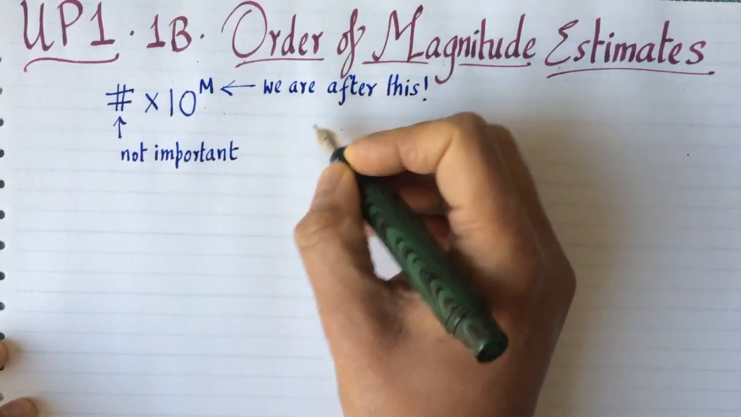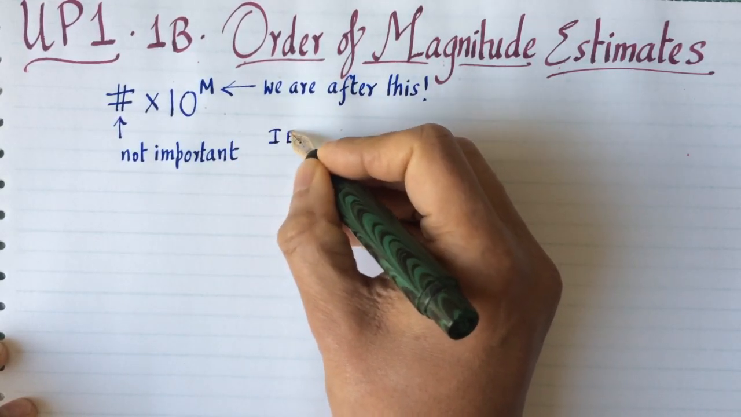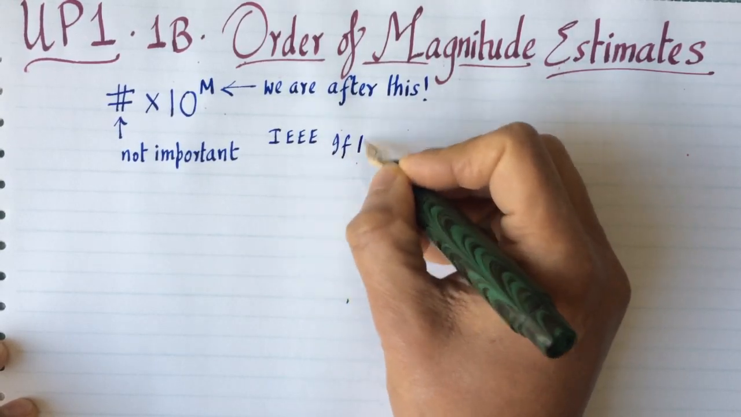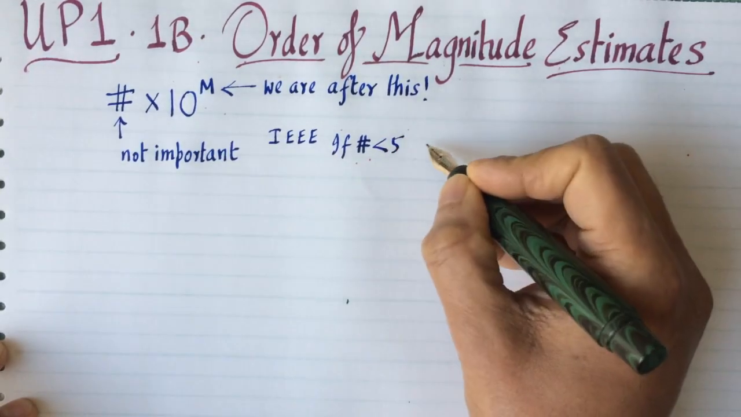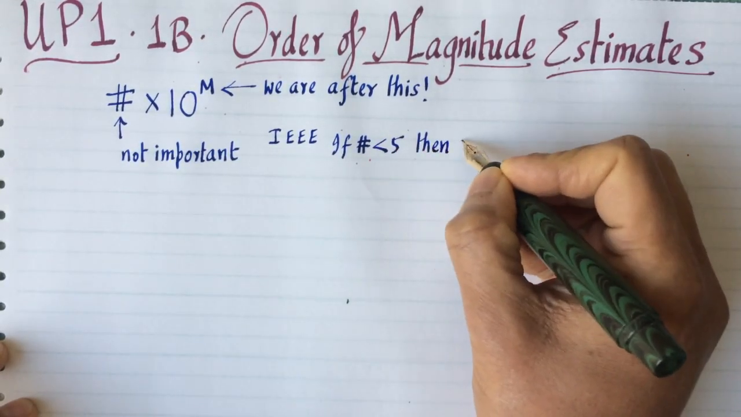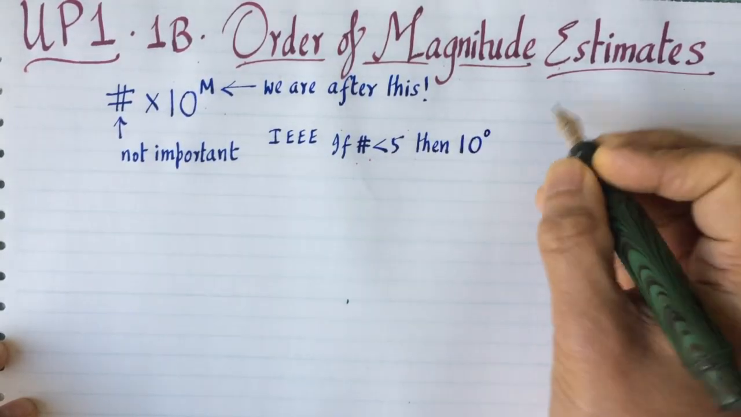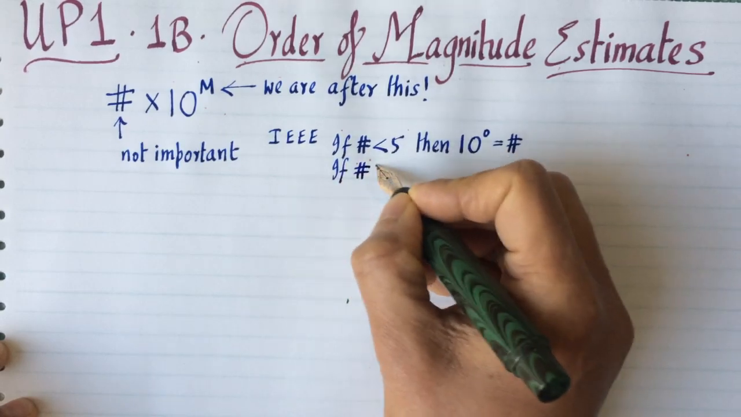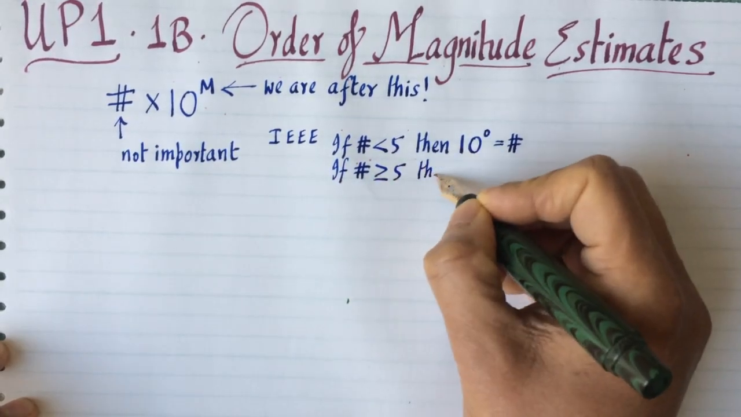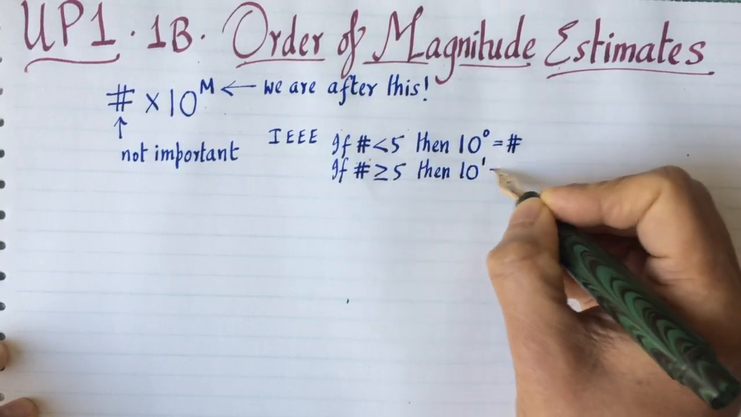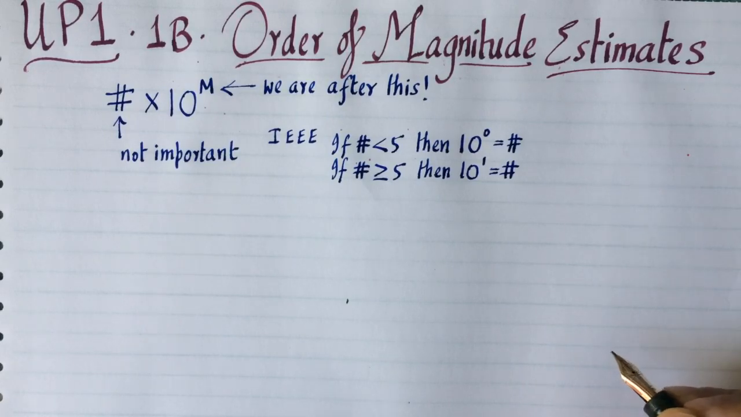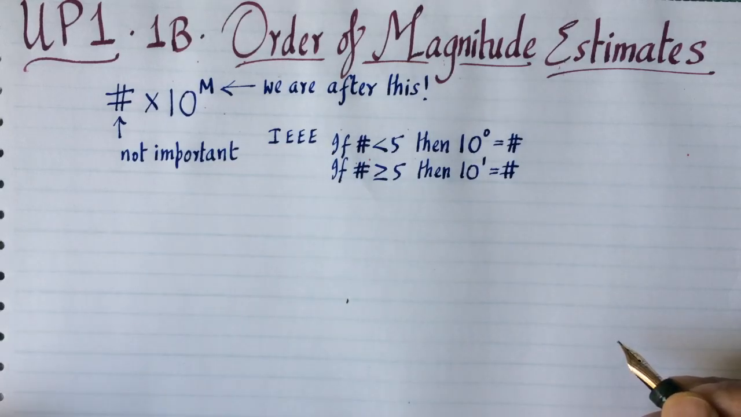This number up front could be something. We're going to use the IEEE convention. The IEEE convention is that if this number is less than 5, then I'm going to think of it as 10 to the power 0. And if this number is greater than or equal to 5, then it can be thought of as an additional power of 10. Now, if it's exactly 5, then you have to make a call as to how important that calculation is. Oftentimes, it doesn't really matter.